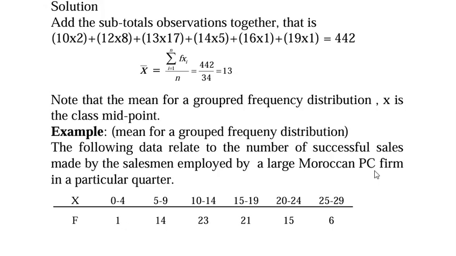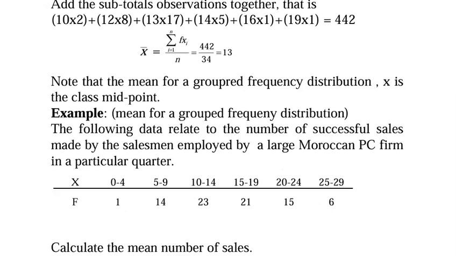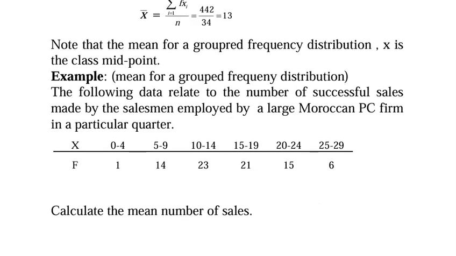So let's look at grouped data. The following data relates to the successive sales made by salesmen employed by a large Moroccan PC firm in a particular quarter. We have been given x: 0 to 4, frequency 1; 5 to 9, 14; 10 to 14, 23; 15 to 19, 21; 20 to 24, 15; 25 to 29, 6. Calculate the mean number of sales.